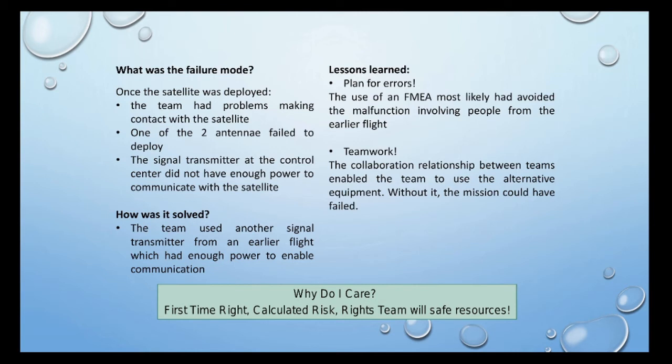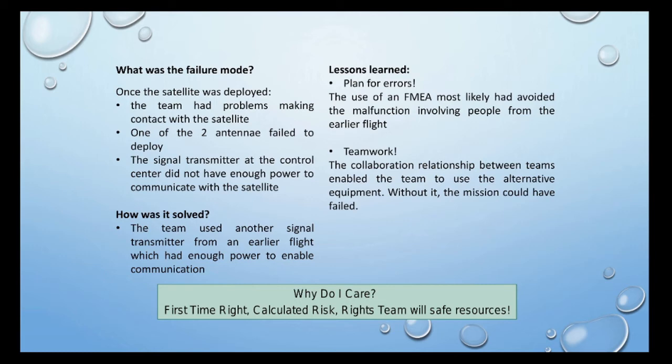Everything comes here. The second lesson they learned is teamwork. If there is no teamwork, automatically it is a failure, as the launch in 2011 would have been. The collaboration between the teams enabled them to use alternative equipment from another unit which had already been launched in flight. Without it, the mission could have failed. So this is the case study related to NASA based upon FMEA.